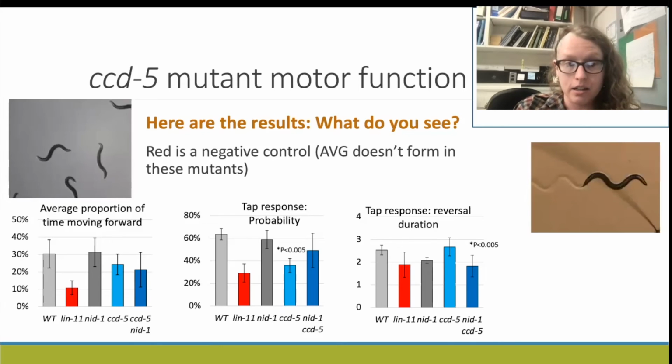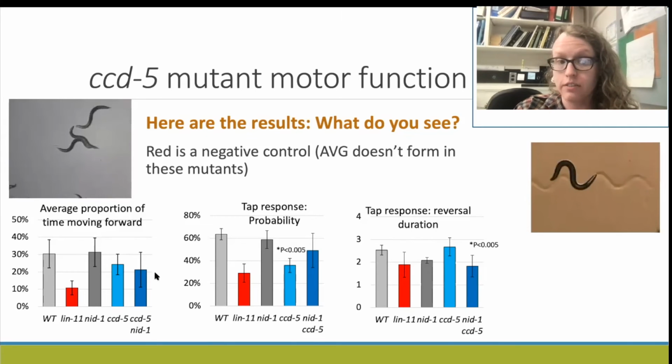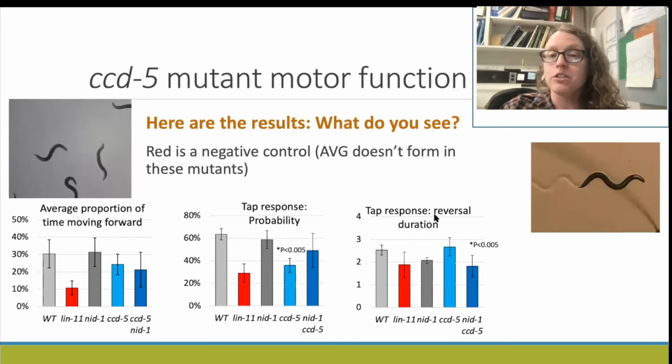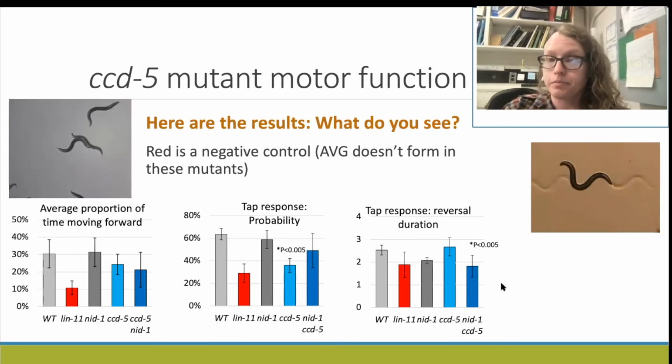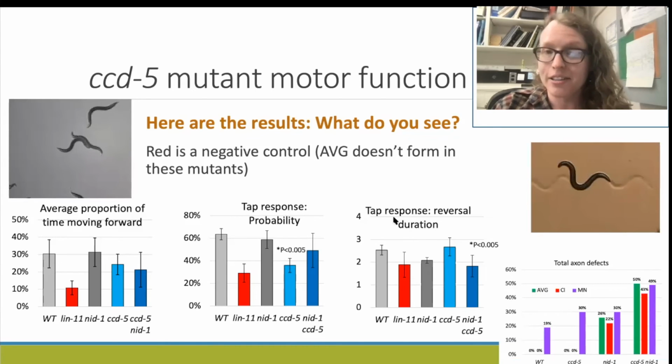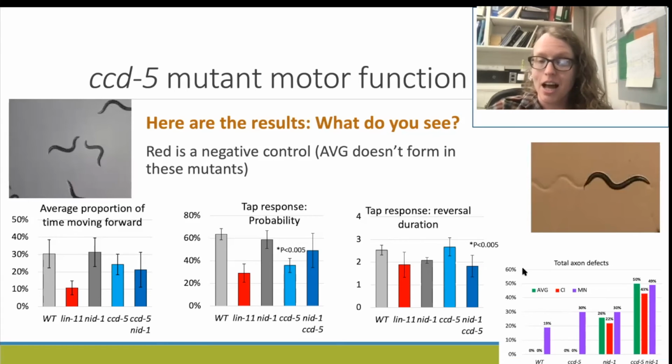So with that in mind, ask yourself, do we see any defects in CCD5 single mutants or CCD5 NID1 mutants moving forward, or their proportions moving forward? Do we see any defects with their likelihood to respond to tap? Do we see any defects with the amount of time they spend reversing? And I want you to look at these while thinking about this.